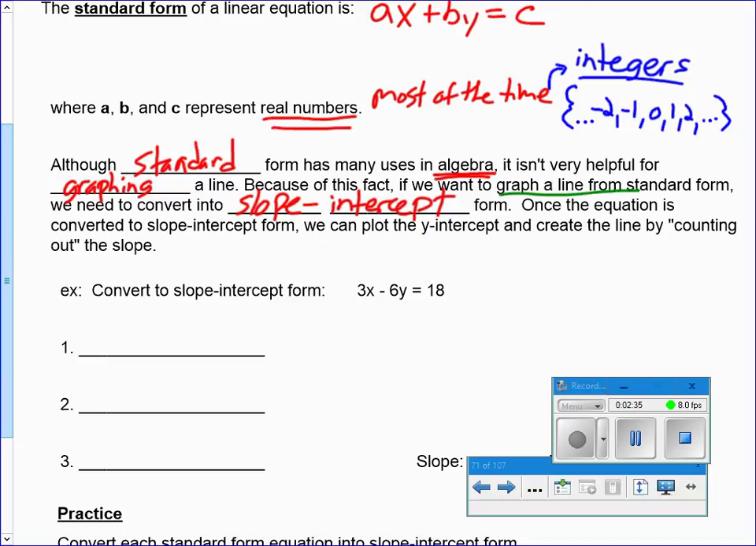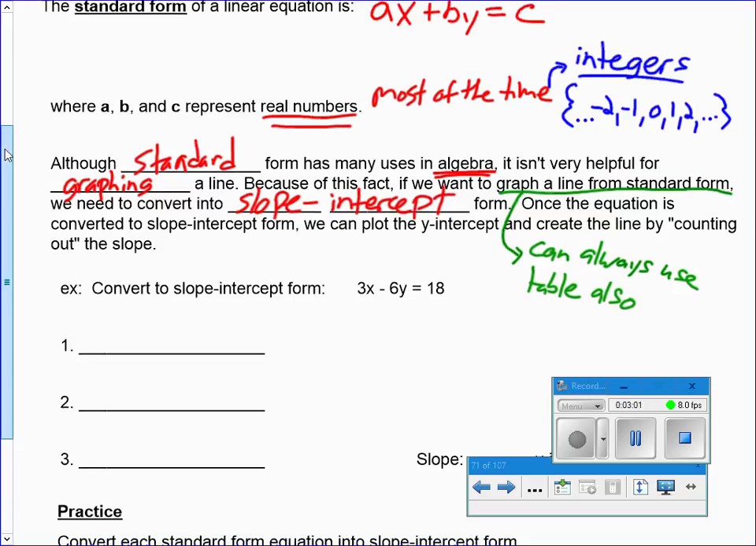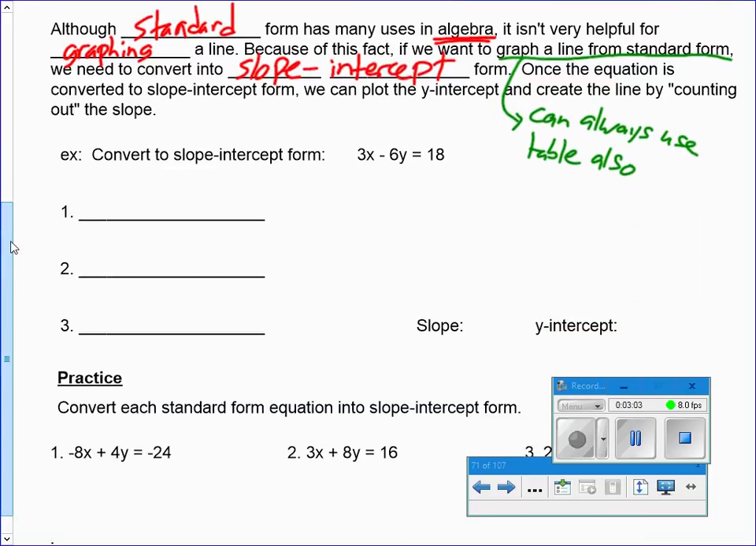Remember though, for any function, this will work for a line in standard form, you can always use a table of values. So if you prefer to use a table of values like we did on day 2 in this unit, you can also set up a table and plug numbers in to find what points are on that line. Since we're going to be converting to slope-intercept form, first we walk through how we convert.